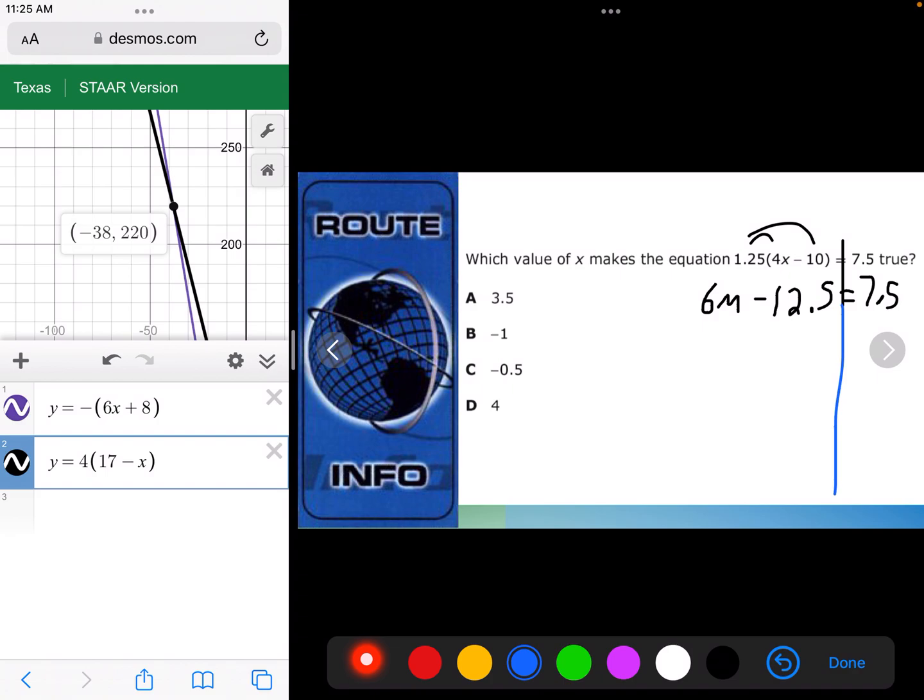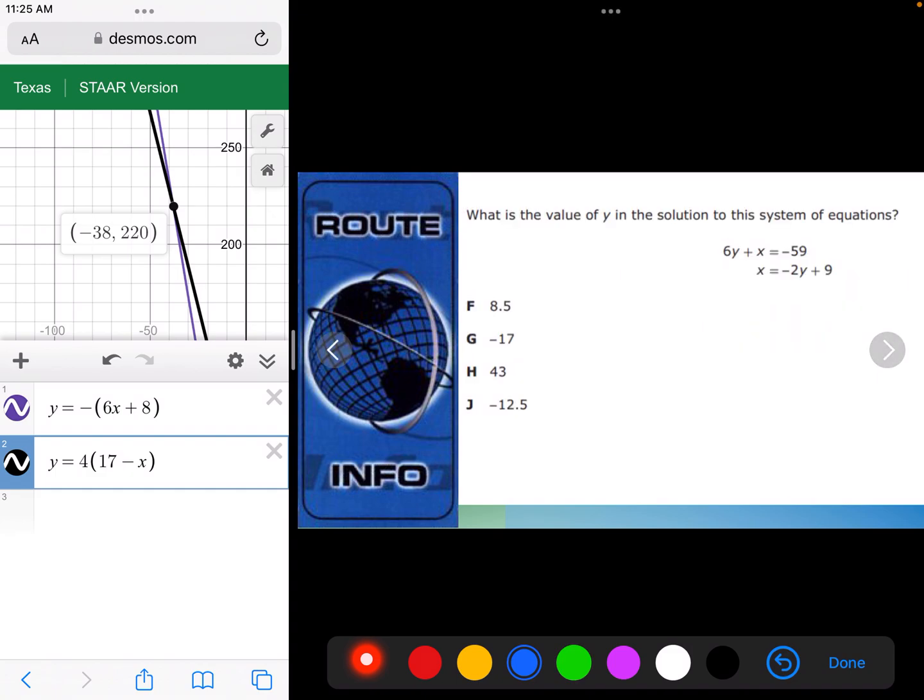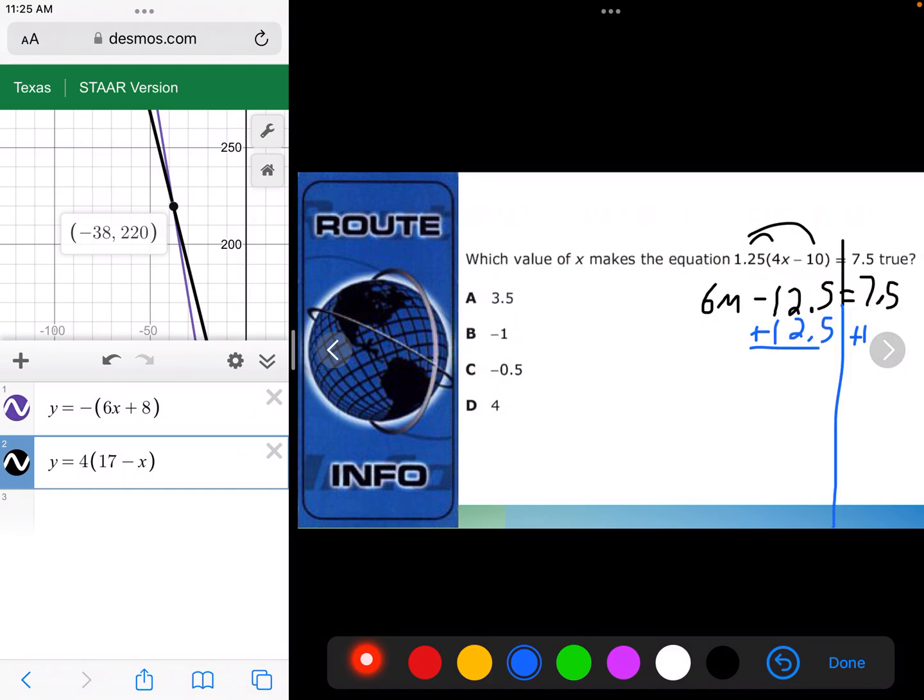Then I would have to get everything away from my letter, so I would add 12.5 first. Sorry, I don't have much space here to write. Okay, I'm actually going to write it down here, plus 12.5. When I do that, I get 6m equals, that plus that is 20.